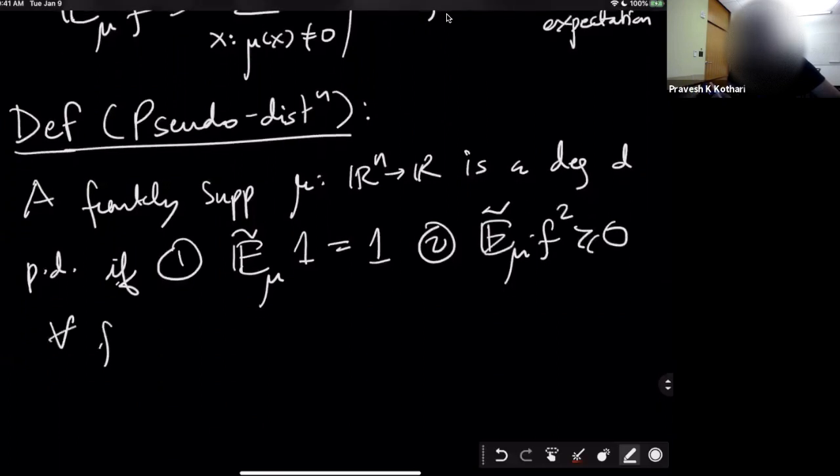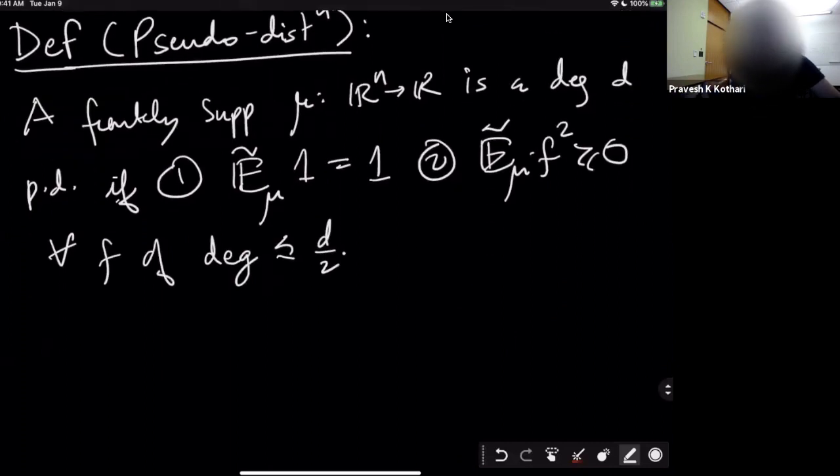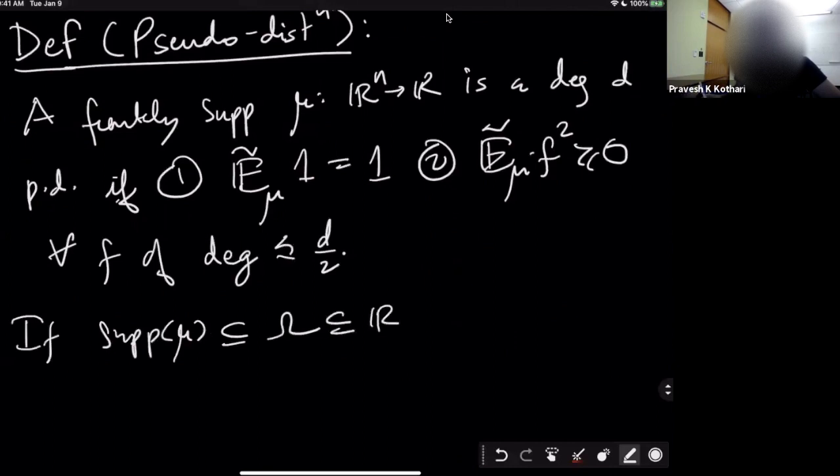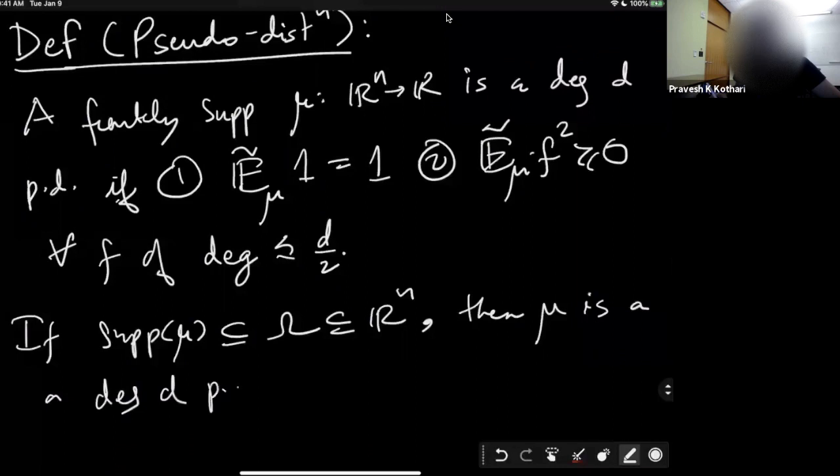For all f of degree at most d over 2. Okay. And, just to carry over the language that we were using in the context of the hypercube, we'll say that if the support of mu is a subset of some set omega, a subset of R to the n, then we're going to call mu a degree d pseudo distribution over omega. That's what we will say.